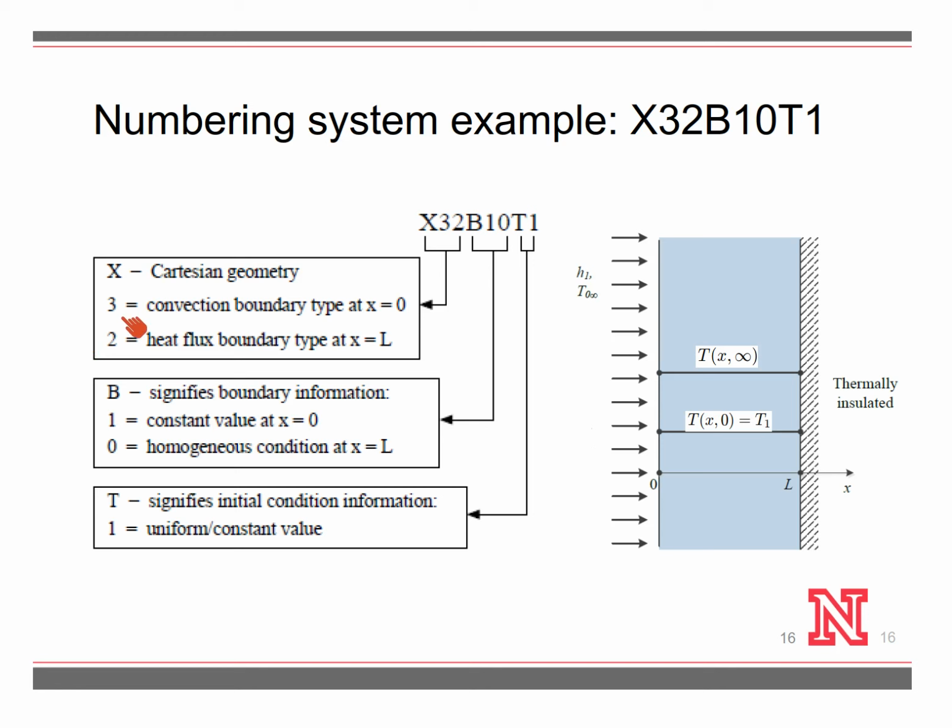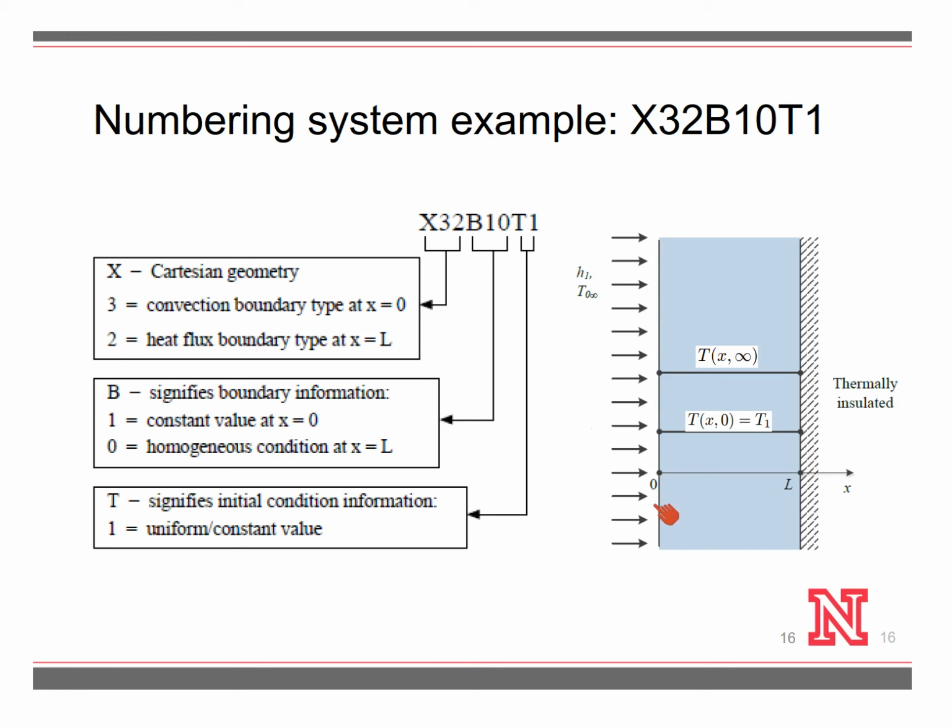Number 3 says there's a convection condition at x equals 0, so that's this boundary here. And the 2 says there's a heat flux boundary type at x equals L, so over here is a slope specified. That takes care of the first three characters. The next bit is B10. The B says boundary information is coming. The 10 says that there's a constant value at the first boundary.